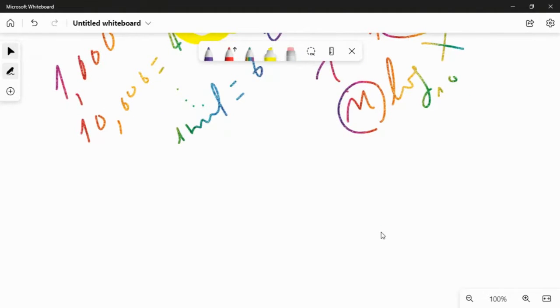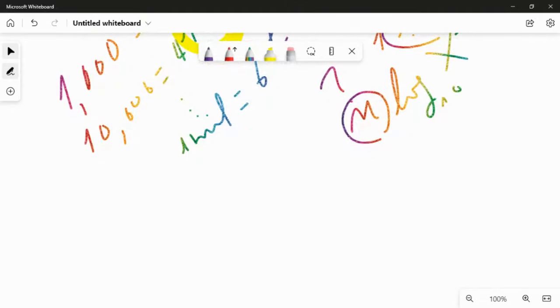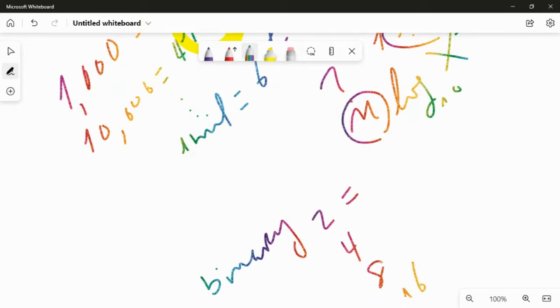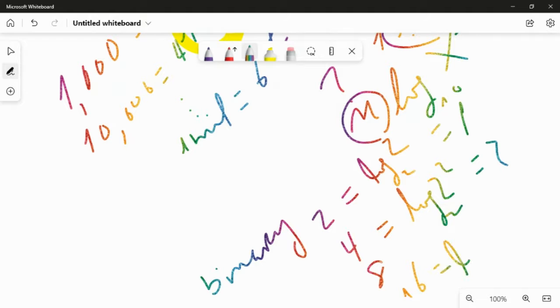The second type of log is called the binary log, and the binary log has 2 as the base. So it's numbers like 2, 4, 8, 16. It's easy. This one will be base 2 log of 2, so it's going to be 1. Base 2 log of 2 squared will be 2, right? Base 2 log of 2 to the 3rd will, of course, be 3, right?